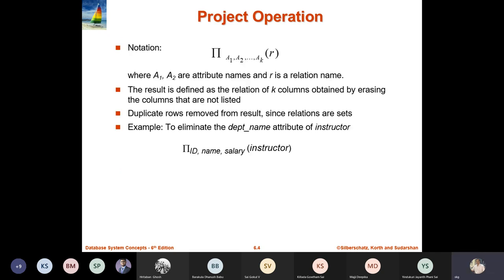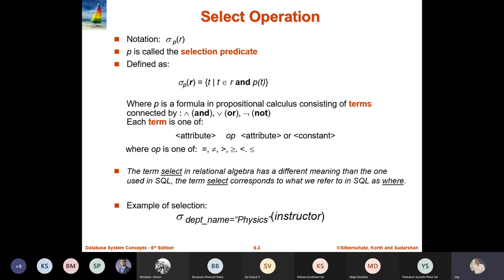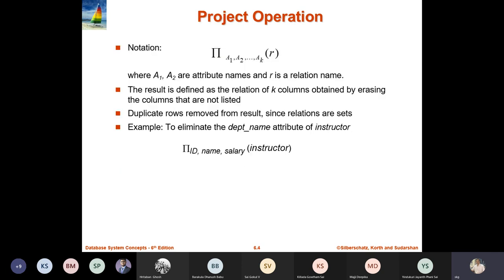So another popular operation is the project. In this case we select a set of columns from the available columns of this relation R. So A1, A2, dot dot dot are the attribute names and R is the relation name. The result is defined as a relation of k columns obtained by erasing the columns that are not listed.